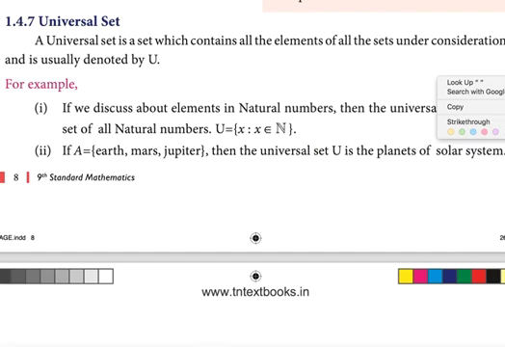Universal set. A universal set is a set which contains all the elements of all the sets under consideration, and it is usually denoted by U. For example, if we discuss the elements in natural numbers, then the universal set U is the set of all natural numbers, U = {x : x belongs to N}. If A is {Earth, Mars, Jupiter}, then the universal set U is the planets of the solar system.